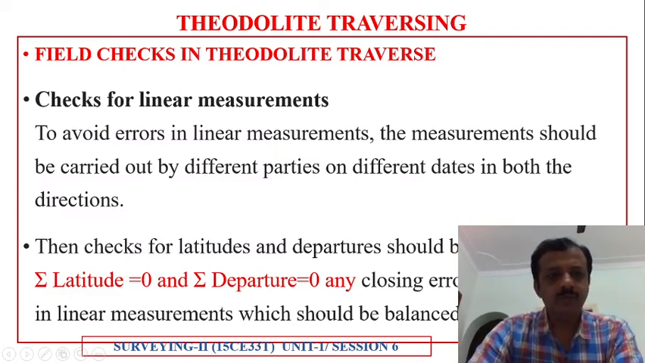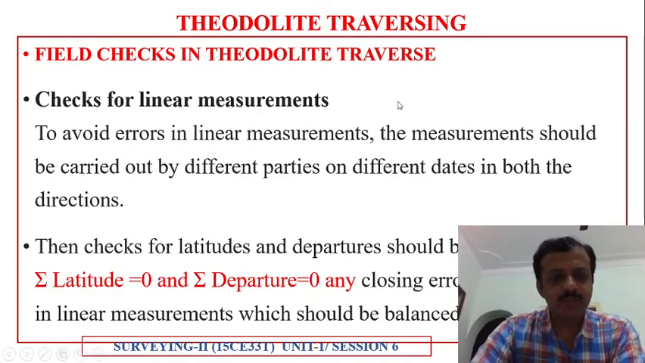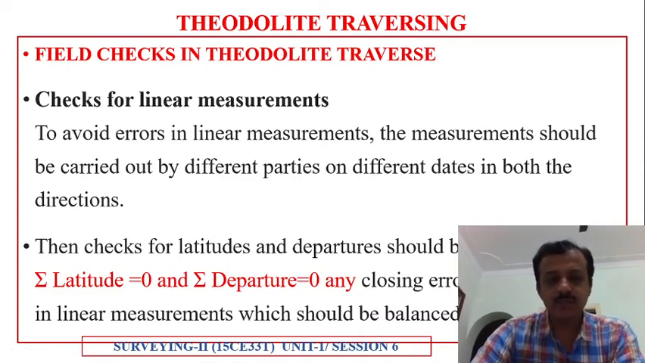Now coming to field checks in Theodolite Traverse. Checks for linear measurements. To avoid errors in linear measurements, the measurement should be carried out by different parties on different dates in both the directions. This is one. So if you have done this work today, somebody else has to do the same work the next day and check the readings.